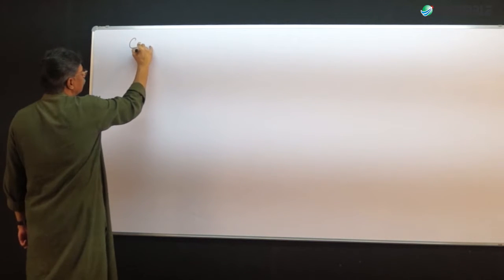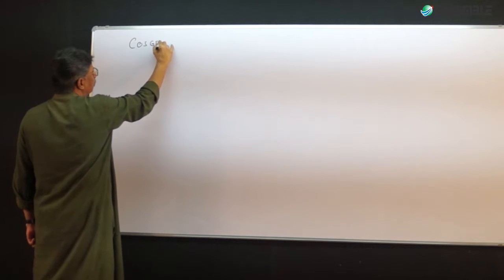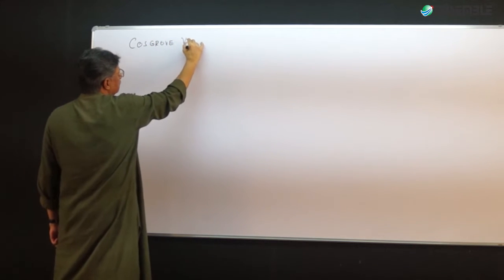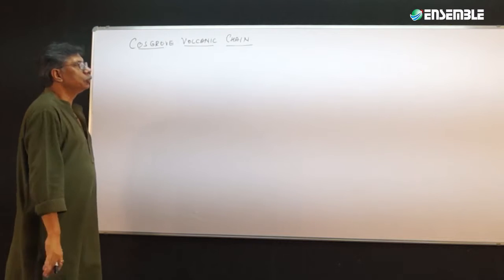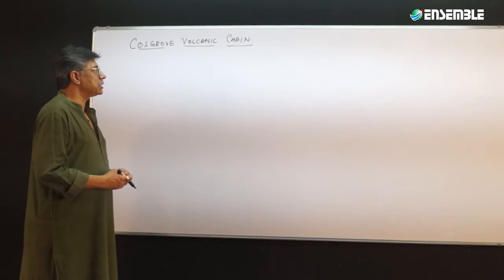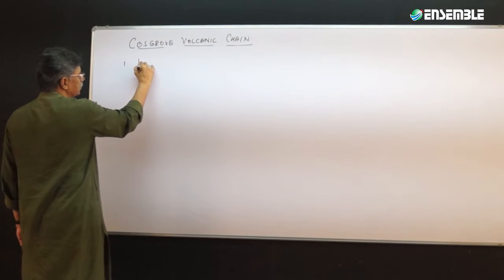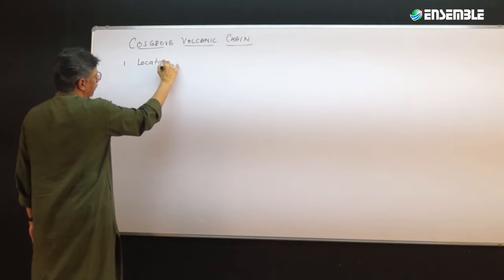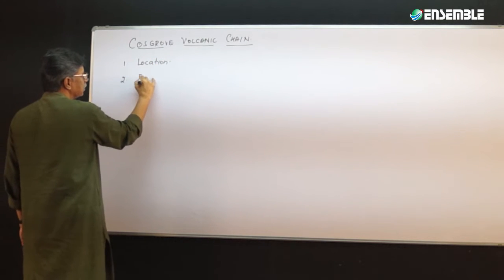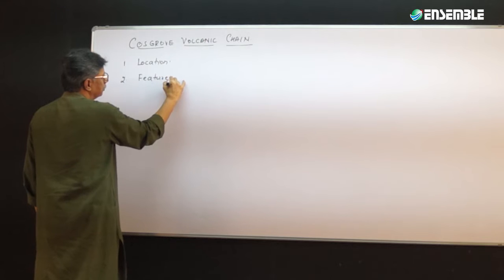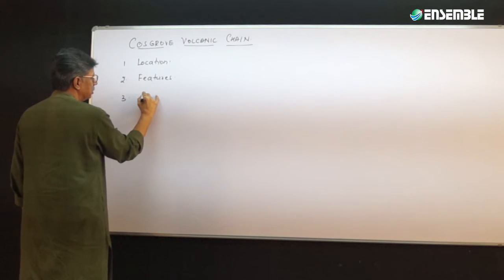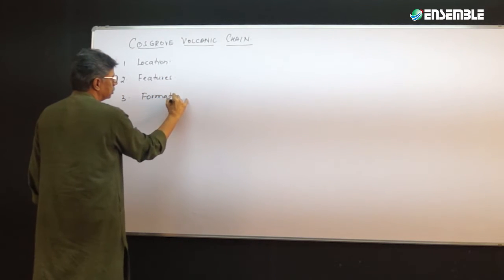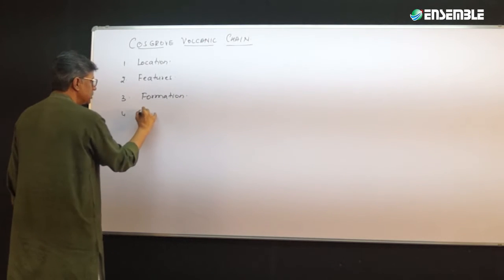Talking about geological phenomena, one of the most recent of these has been the Cosgrove volcanic chain. As we said, that is one of the most recent ones, because it has been recently found, not that the activity has been recent. What we all need to know about Cosgrove is its location, where exactly it is, its features, its formation, and fourth, some evidences.